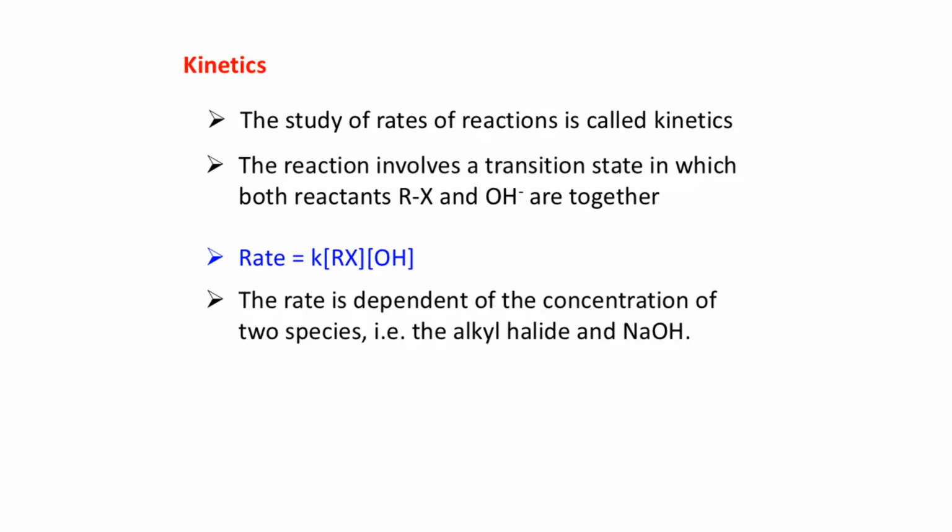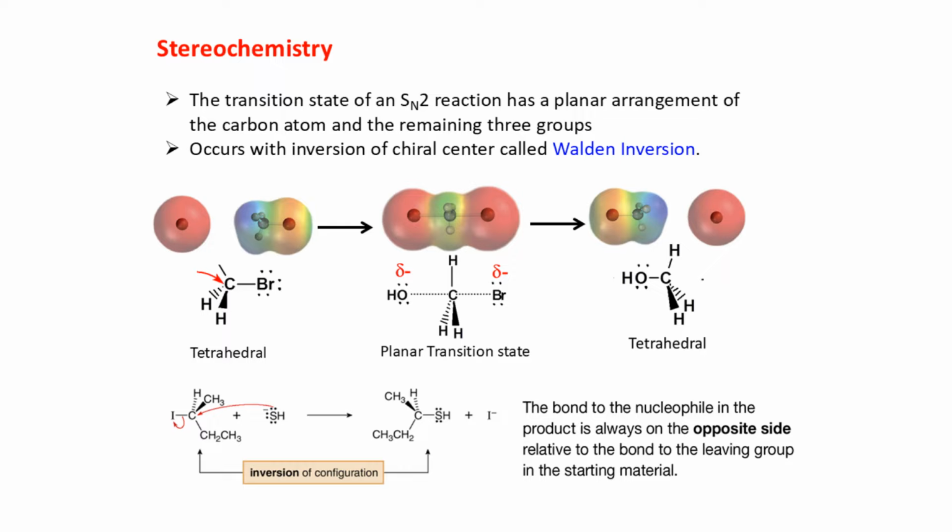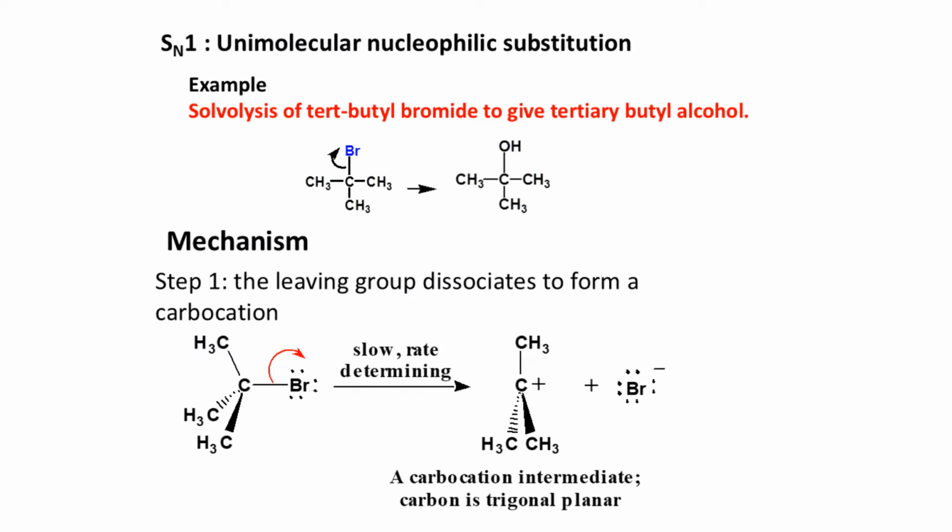For SN2, the rate depends on the concentration of both the alkyl halide and the nucleophile, following the rate law, rate = k[RX][Nu]. SN2 reactions involve a planar transition state and result in the inversion of the chiral center, known as Walden inversion.